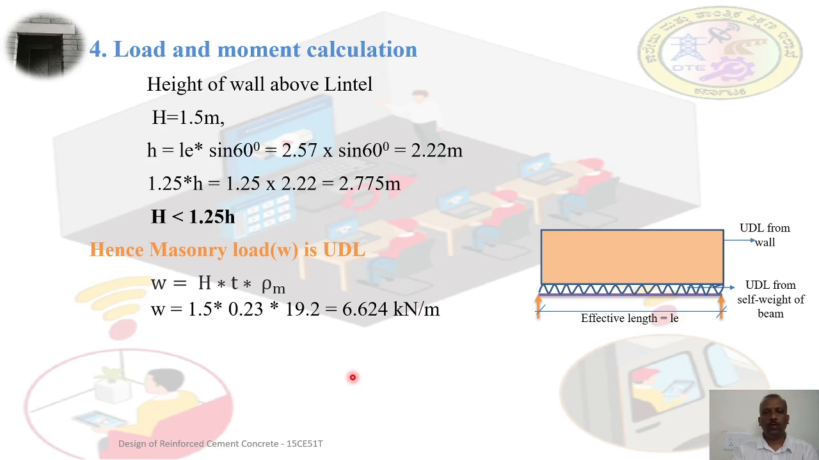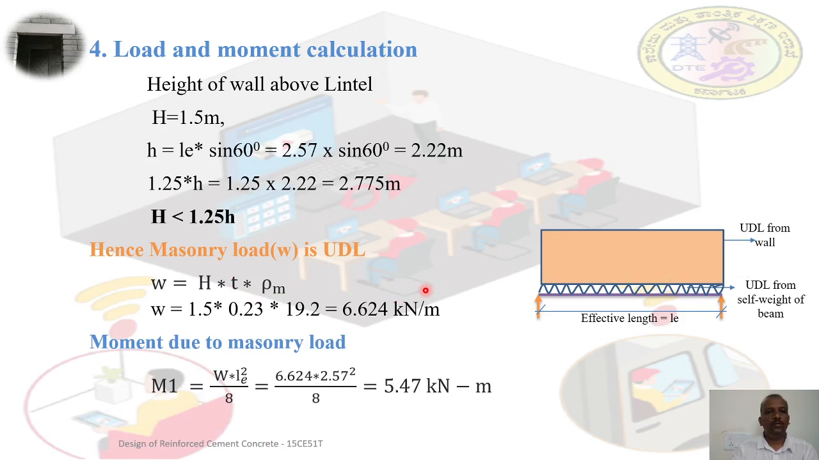So in this problem, the load from the wall above the lintel will be in the form of UDL. So as we know, if it is a UDL, then the moment due to the load is equal to WLE square by 8. So substitute the values and obtain the value of M1, that is the moment due to the wall above it.